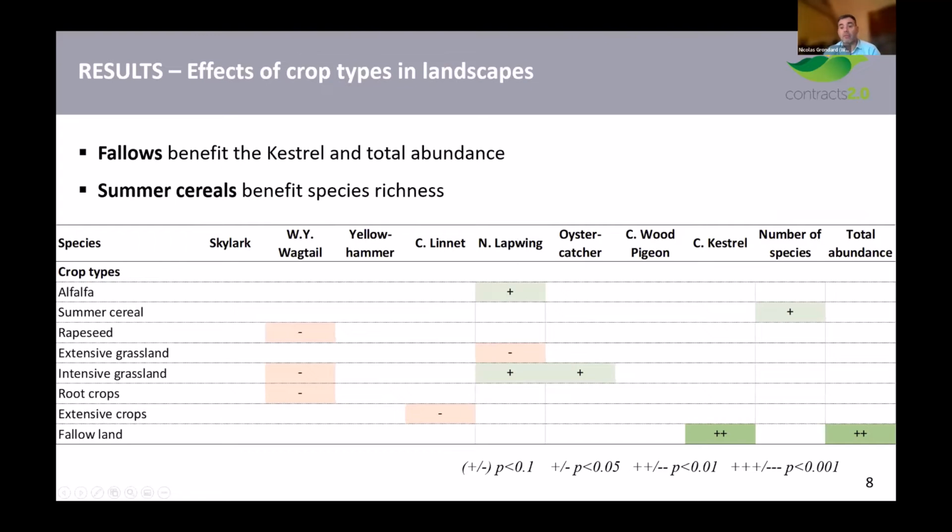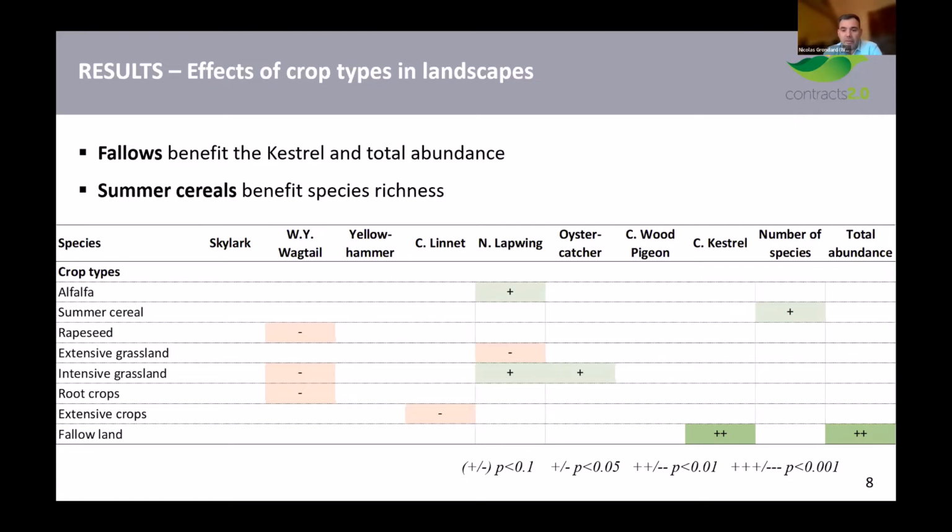We did not find a strongly significant effect of crop types, except for the fallows on the abundance of the kestrel and total abundance. Kestrels use fallows as foraging habitat to prey on mice. With regards to the wagtail, the negative effects of rapeseed, root crops, and intensive grasslands reflect the preference of this species to breed in winter cereals. This variable was not included in the models because it was too correlated with other crop type variables.